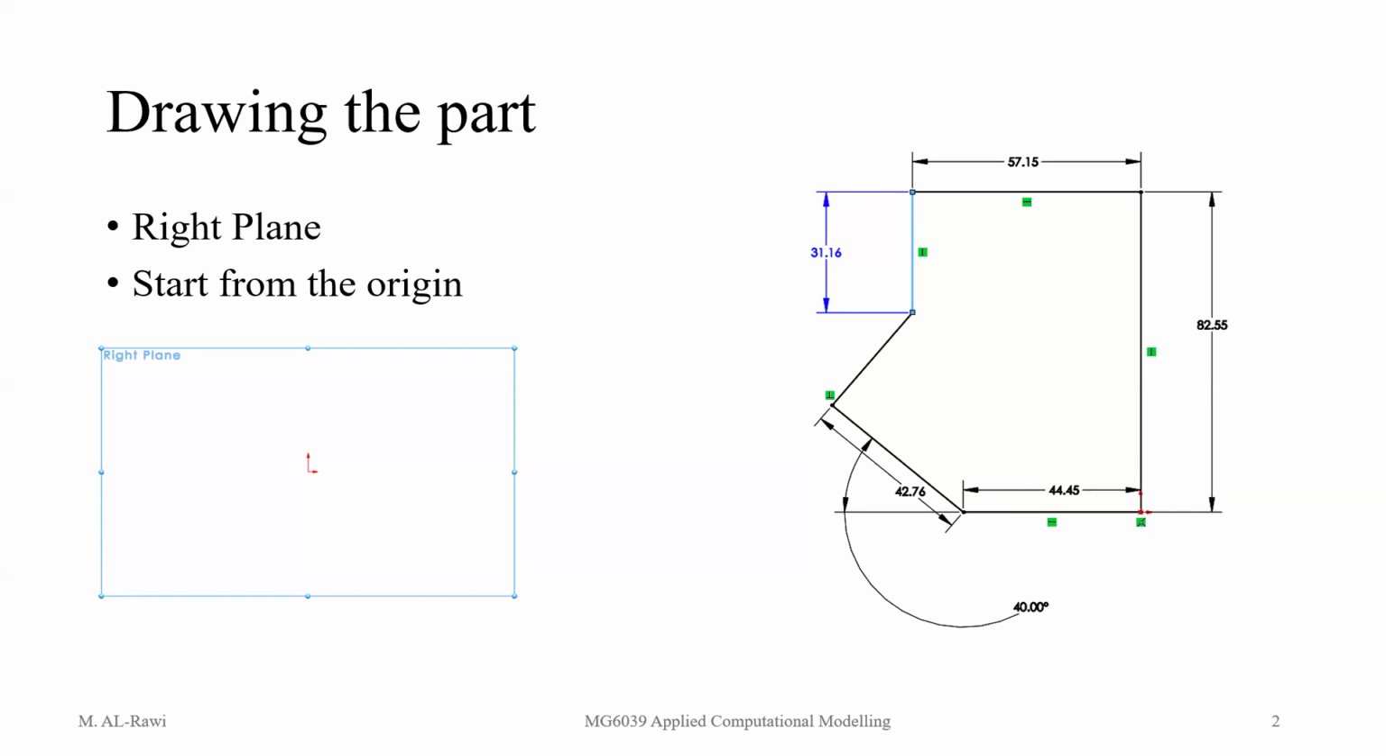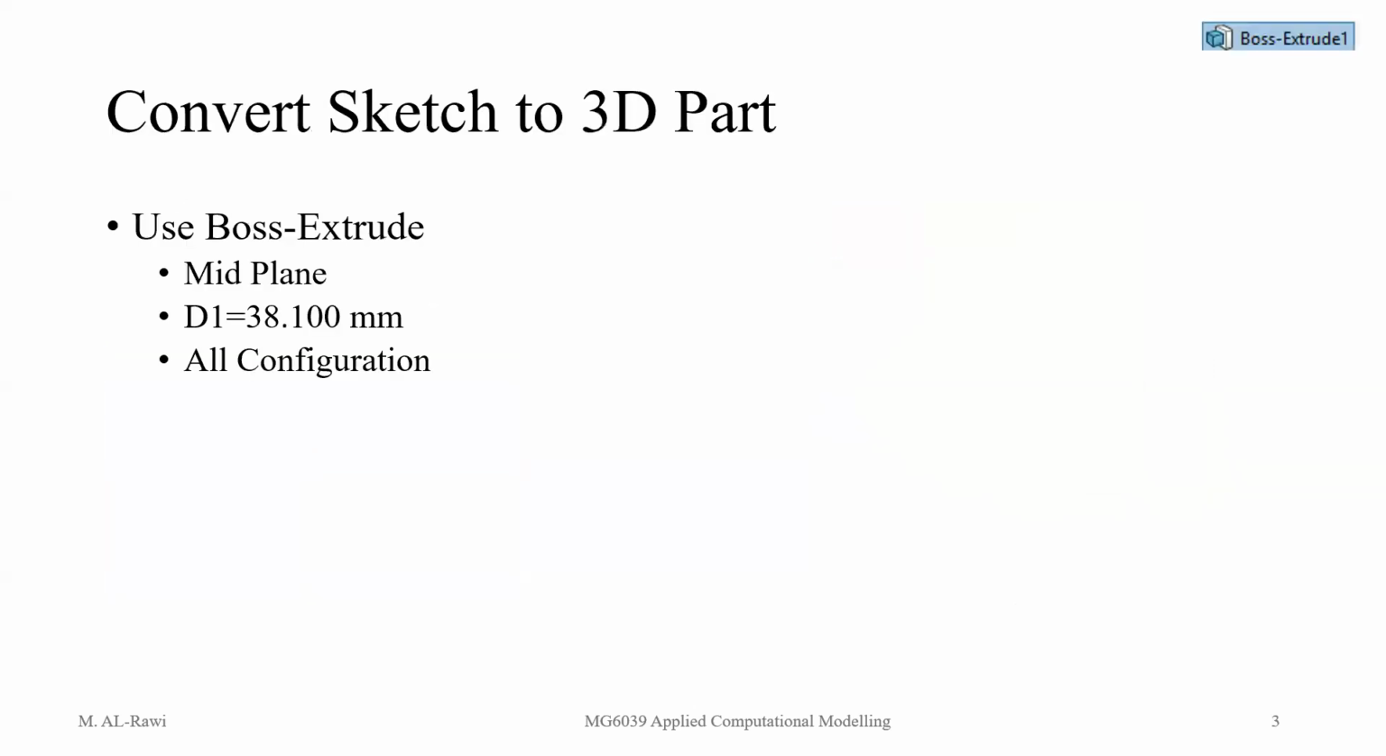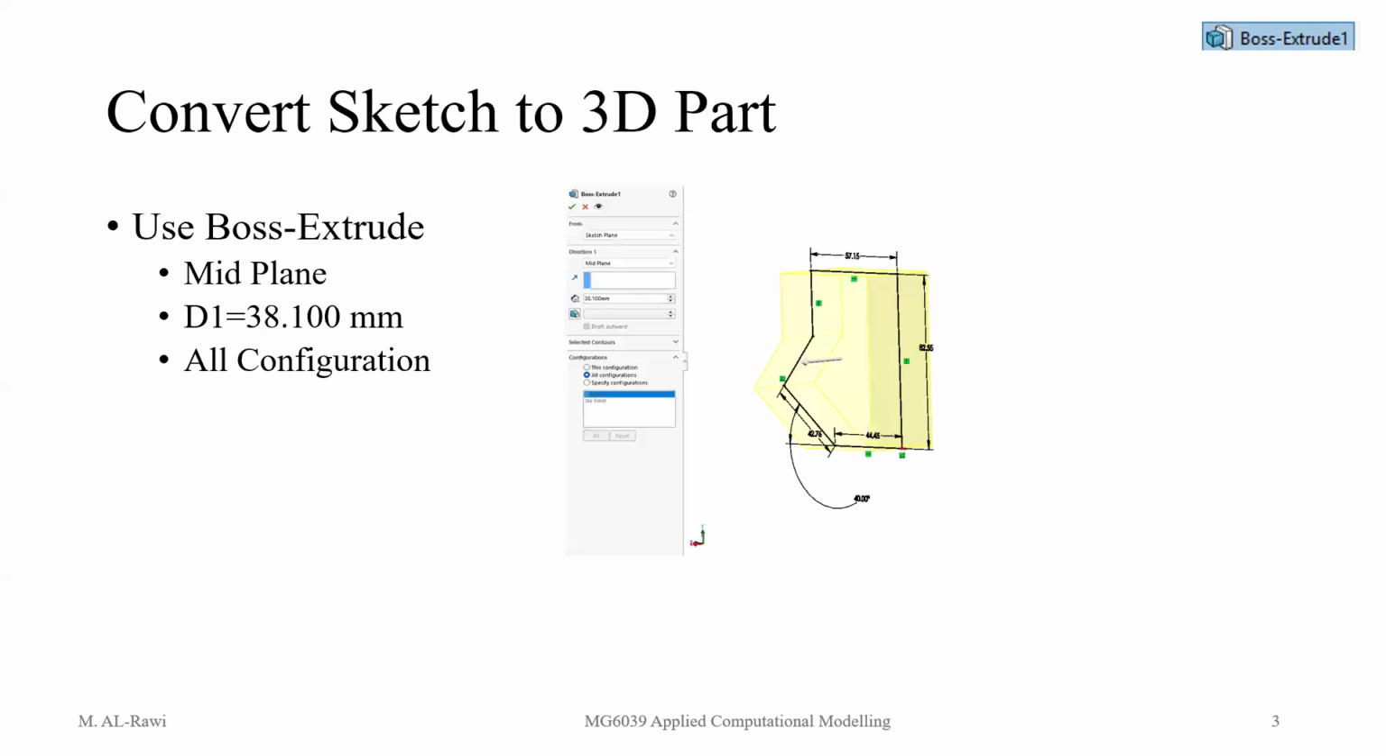Now we need to extrude. So you accept the drawing, then go to features and use extruded boss. Click yes, and then it will ask you what you want to do. You select mid-plane, and the dimension you add is 38.1 millimeters. So similar to this one.